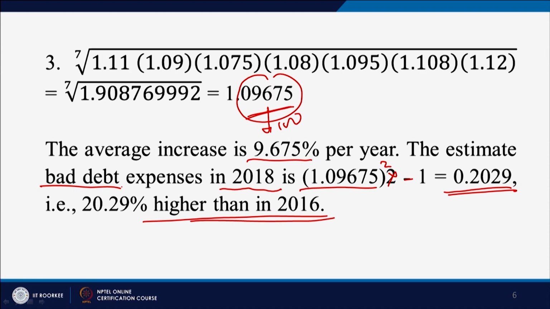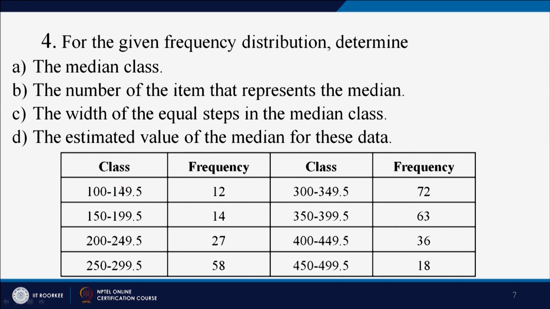Let us move on to the next question. For the given frequency distribution, find out the median class, the number of items that represent the median class, the width of the equal steps in the median class, and the estimated value of the median for this set of data, for this particular table. So, what would be the median class? How do we find out the median class?